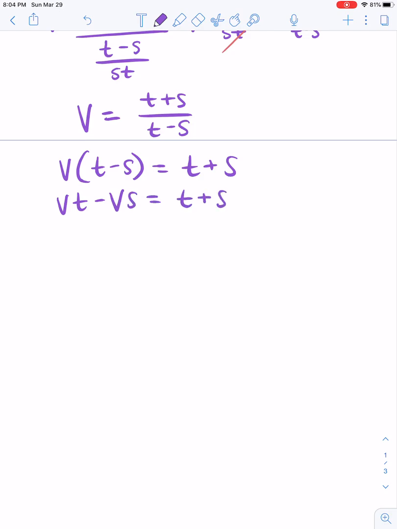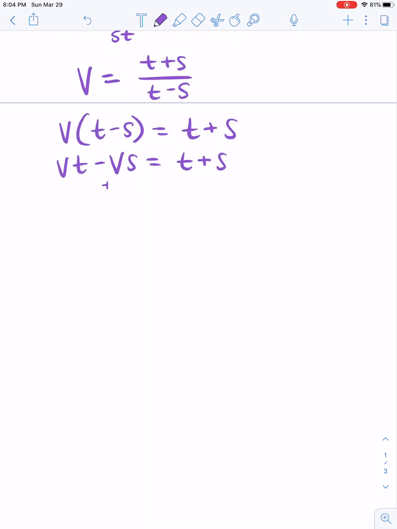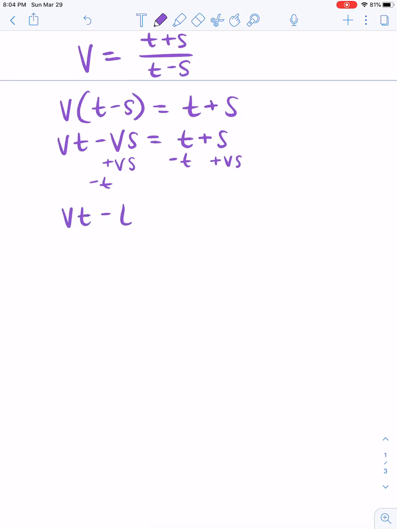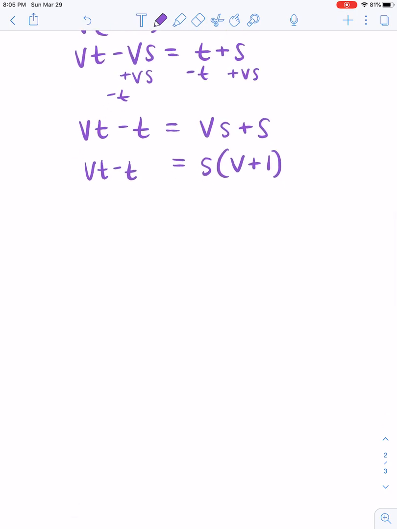If our goal is to get the s by itself, we need to put all the s's on one side and everything else on the other. So I can add that vs to both sides, and I can subtract that t from both sides. So now that's going to give me vt minus t equaling vs plus s. Okay, and so if my goal is to get s by itself, I can take out that GCF of s. I could also take out the GCF of t here if you'd like. It doesn't matter. I'm just going to leave it as is. And then our last step is just dividing by that v plus 1. So now I have vt minus t over v plus 1 equaling s.